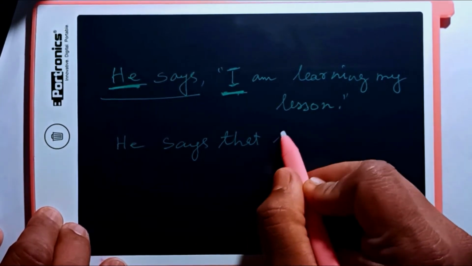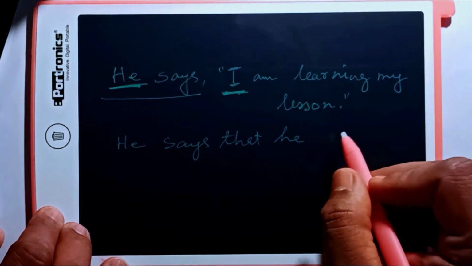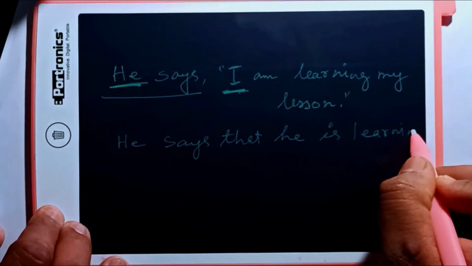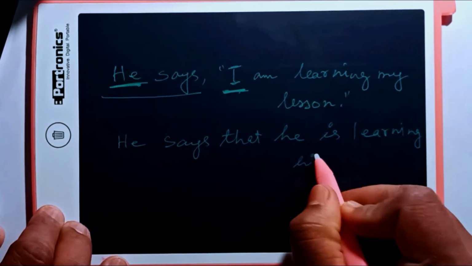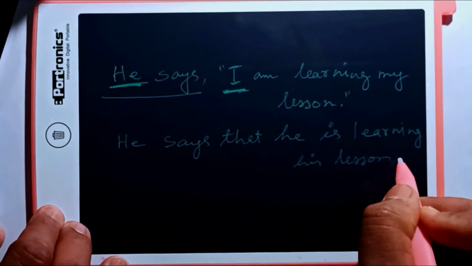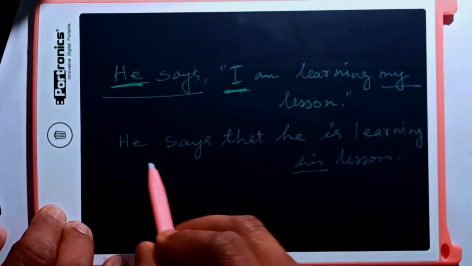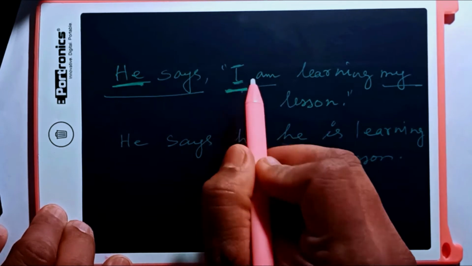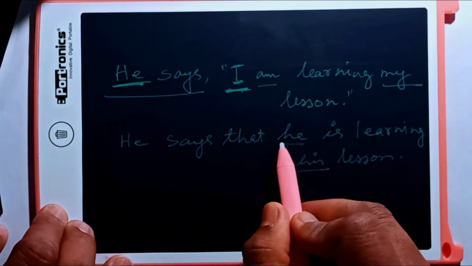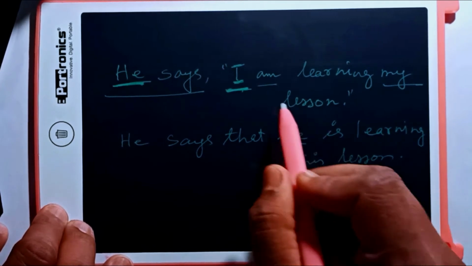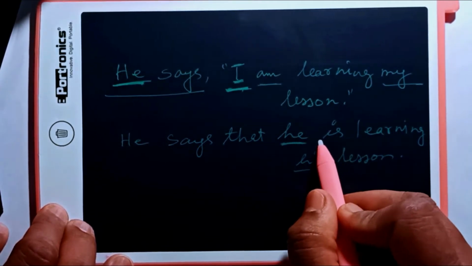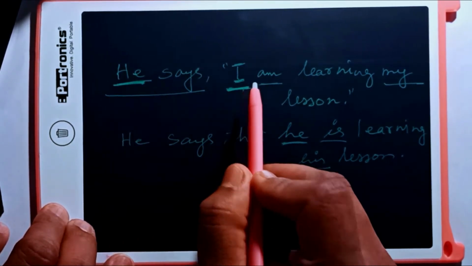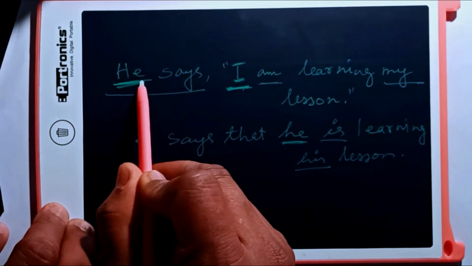So he says that he, because it is he, we write he is learning his lesson. So my will change to his according to this, I will change to he, and this am was here because it is I. But when we turn it to he, third person singular, this auxiliary verb will automatically change to is. Okay, so this is how we change pronoun from this kind to this kind based on the subject of the reporting speech.